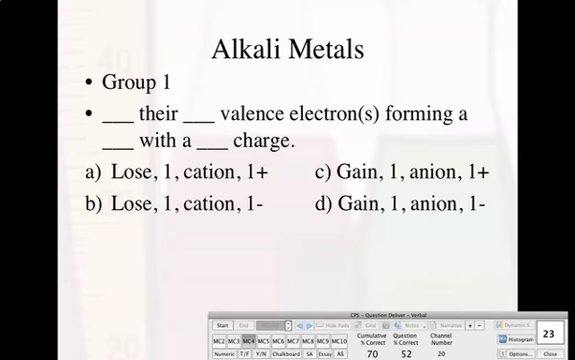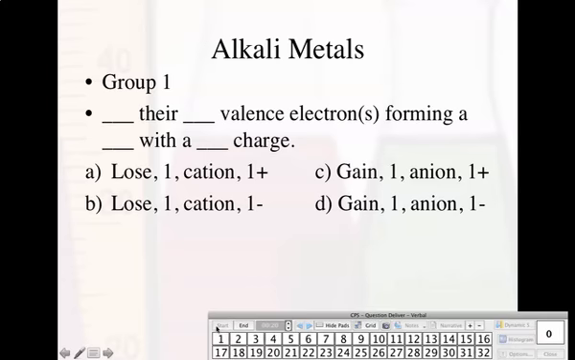And here's our next question. So will they lose or gain their one valence electron, forming a, what would their cation or anion be, and what charge would they form? So A, B, C, or D, which one would fit in?